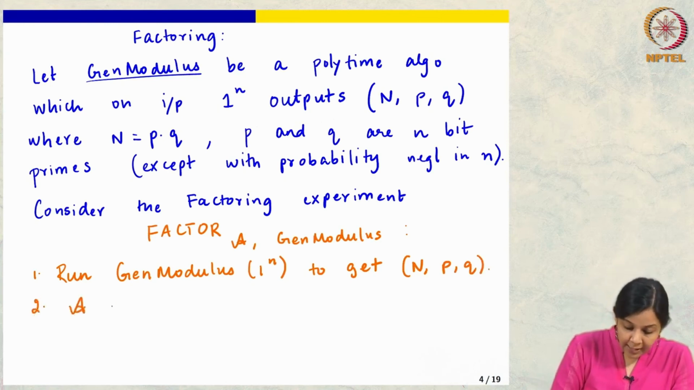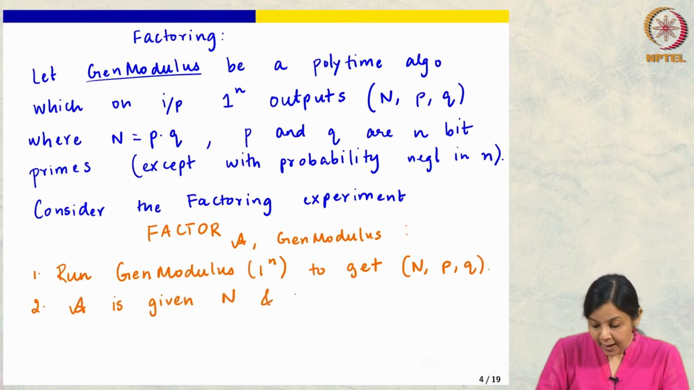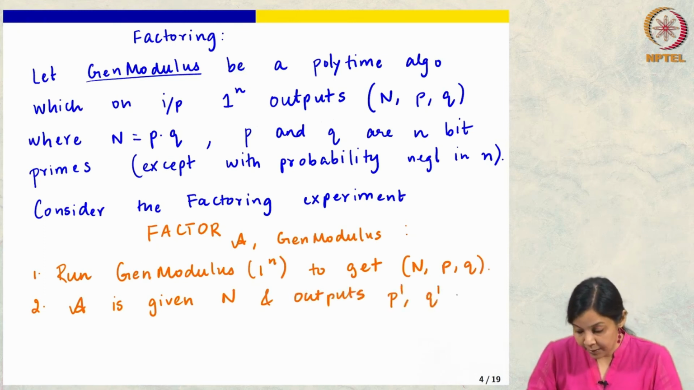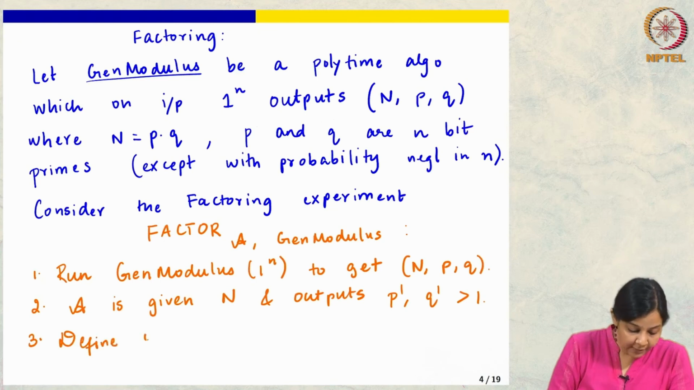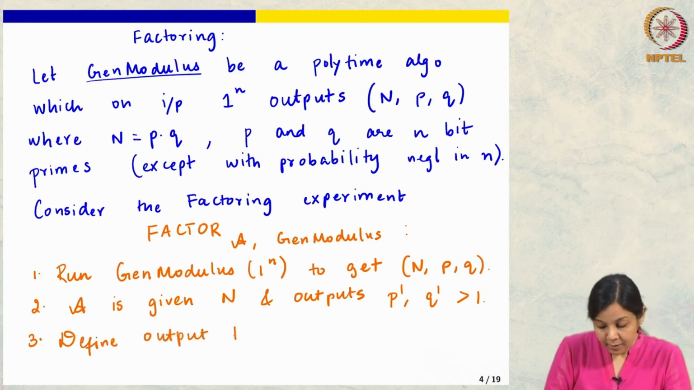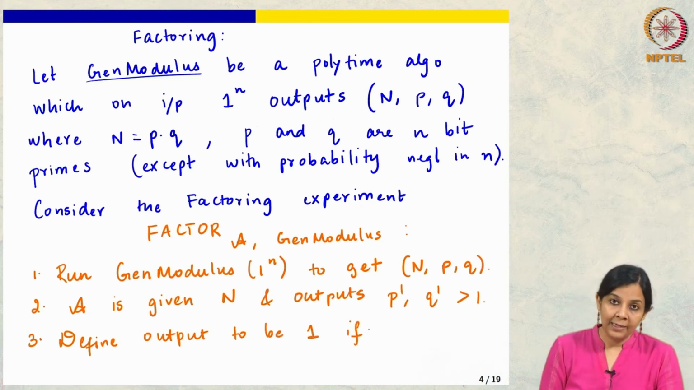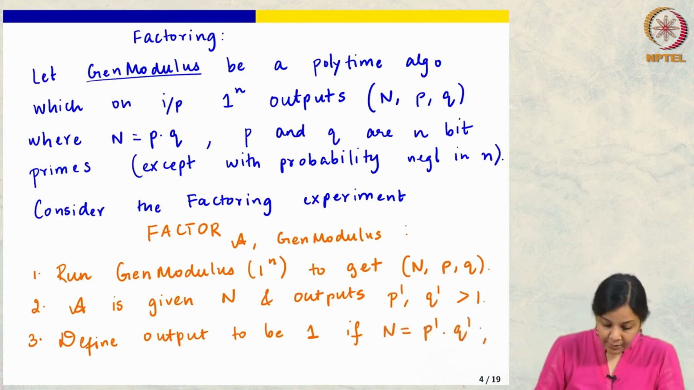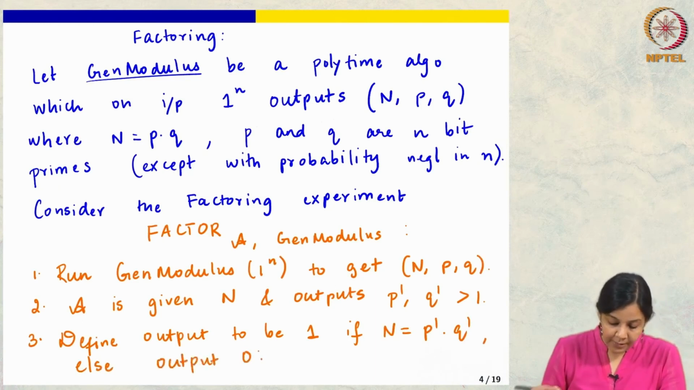Okay. Then A is given this modulus N, and it outputs some factors P prime, Q prime, and we define the output of the experiment to be 1 if P prime and Q prime that were output by the adversary are indeed a valid factorization of capital N. So, if capital N is P prime times Q prime, else we define the output to be 0.